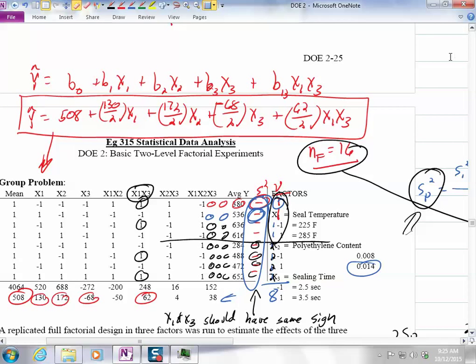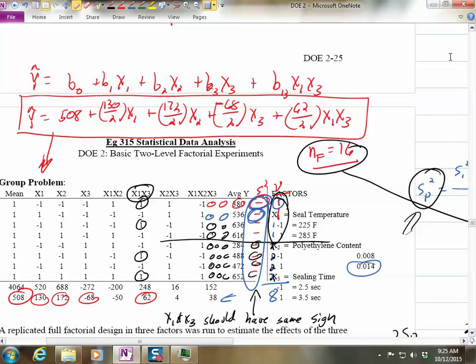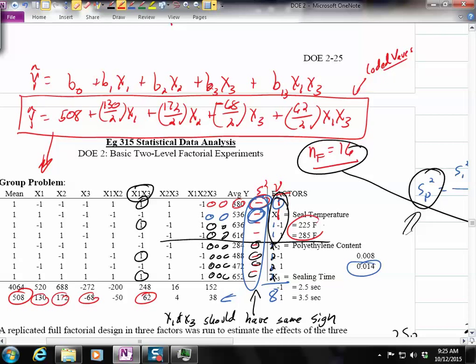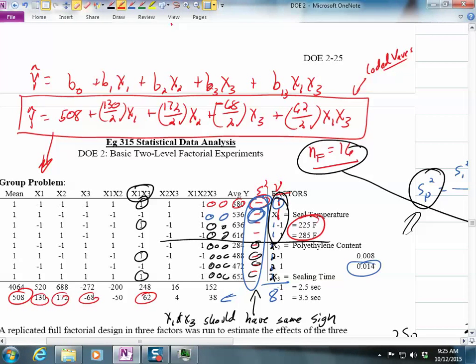Any questions on that? Now this model is in terms of coded values. So we're putting in -1s or +1s. If you have a seal temperature of 225 degrees, you're not going to put 225 in this model, you're going to put in -1. You could do the math to convert these x1s, x2s, x3s into their real units, temperature, time, and so forth. And the coefficients change, obviously, numerically, and then you could use that model.